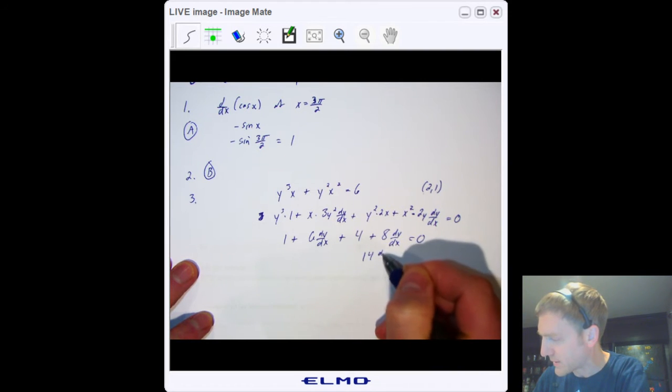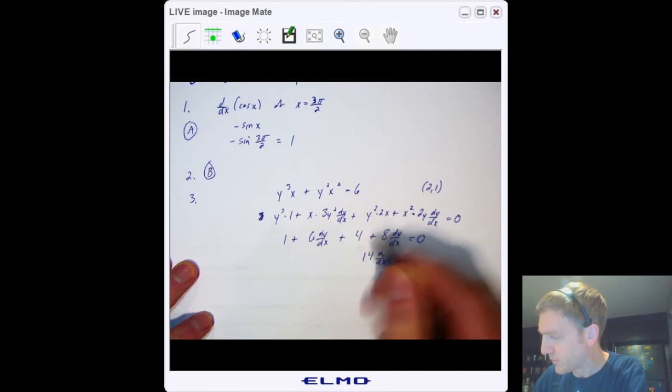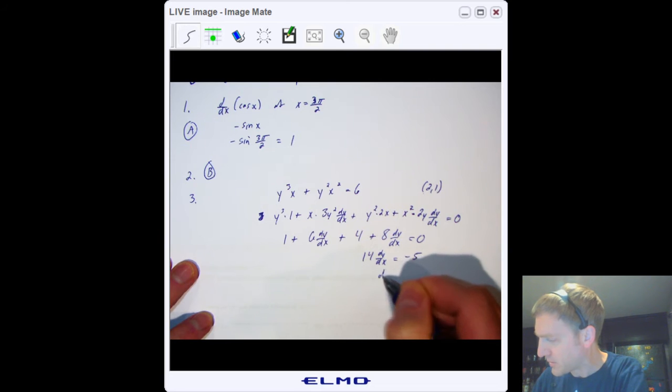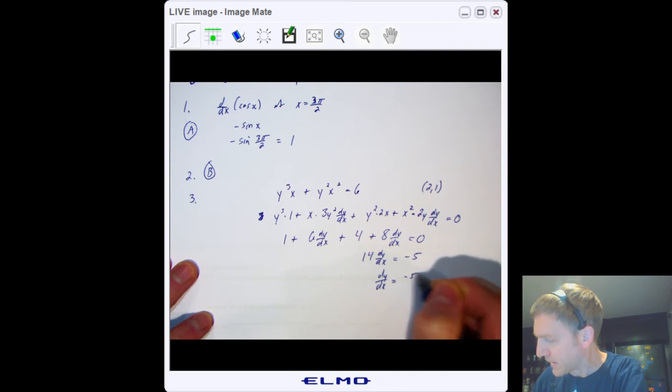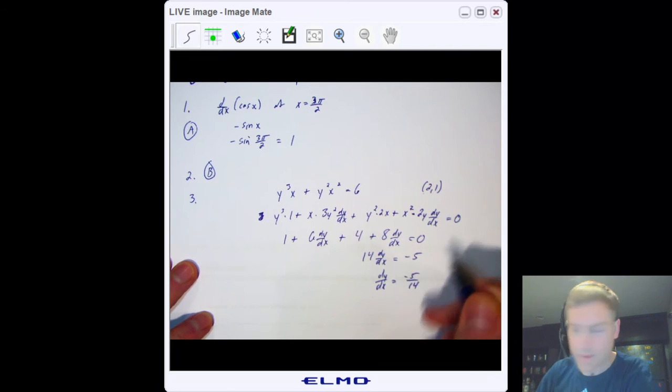Add the dy dx's on the left side. 1 plus 4 is 5, so subtract 5. So your dy dx is negative 5 over 14, which is C.